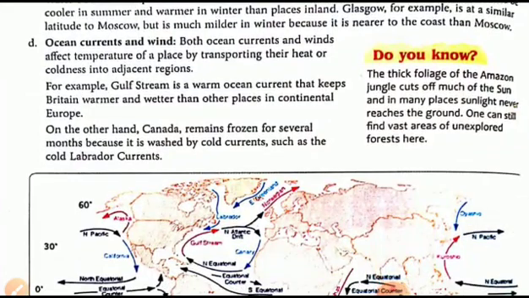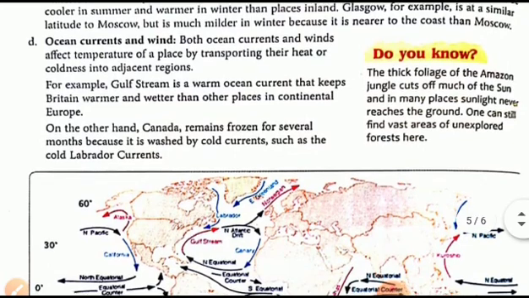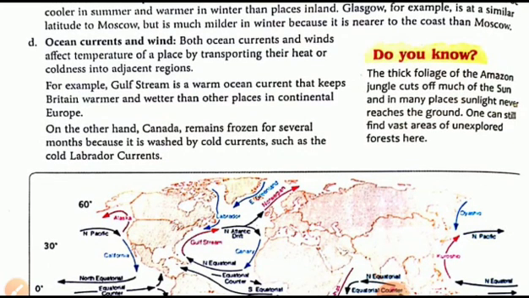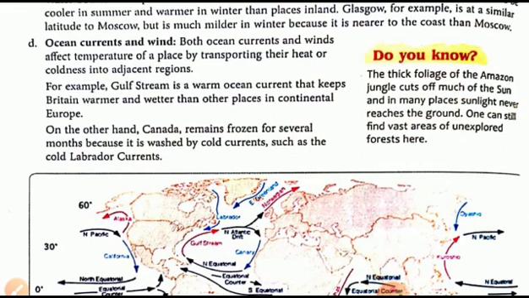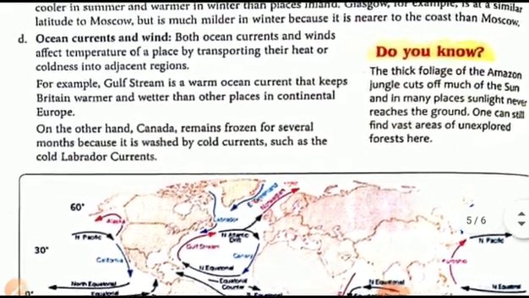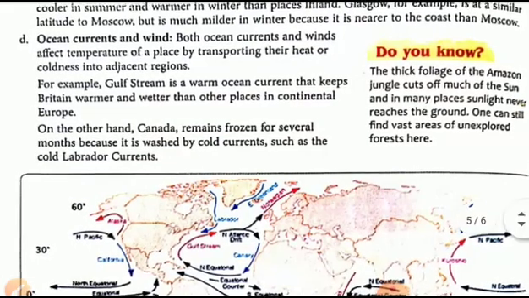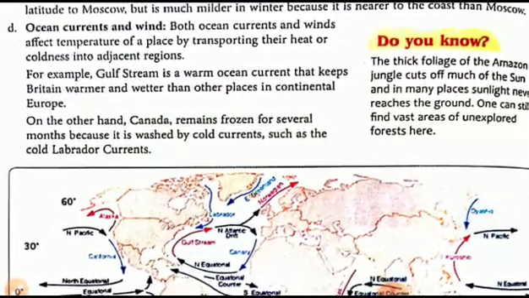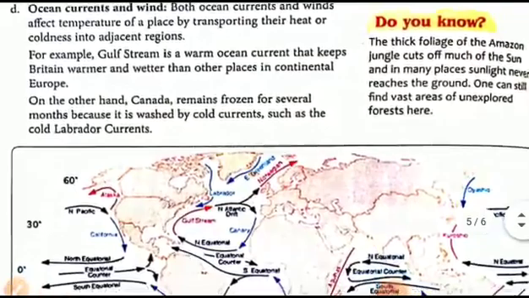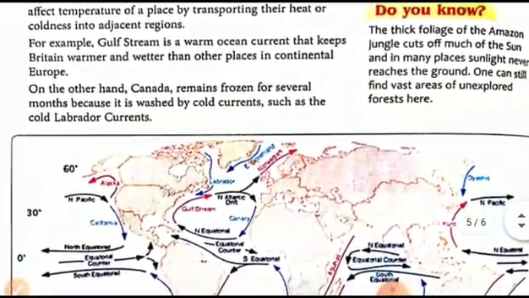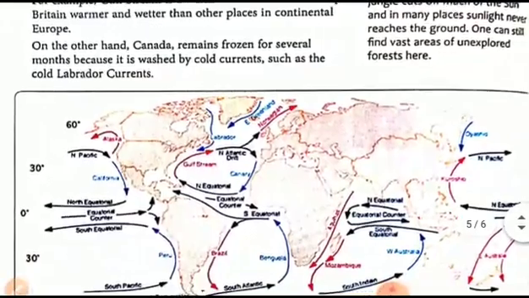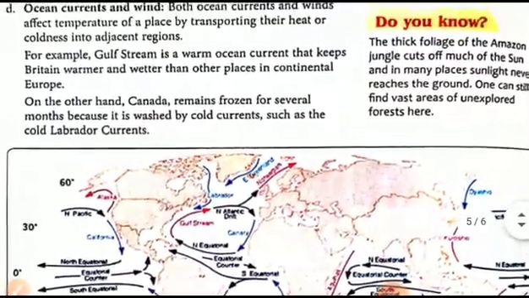Both ocean currents, that is the warm current and the cold current, and the winds affect the temperature of a place by transporting their heat or coldness into the different adjacent regions. For example, the Gulf Stream is a warm ocean current that keeps Britain warmer and wetter than other places in continental Europe. So Britain remains warm and wet because it is nearer to the Gulf Stream, the area where the warm currents are more compared to the cold current.